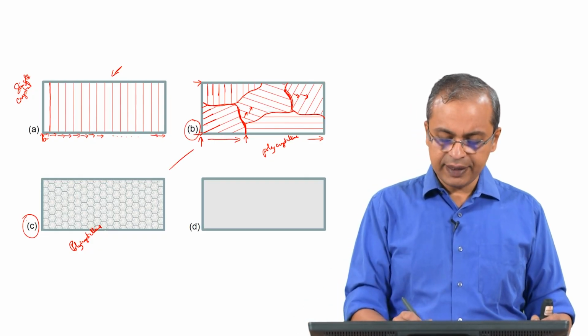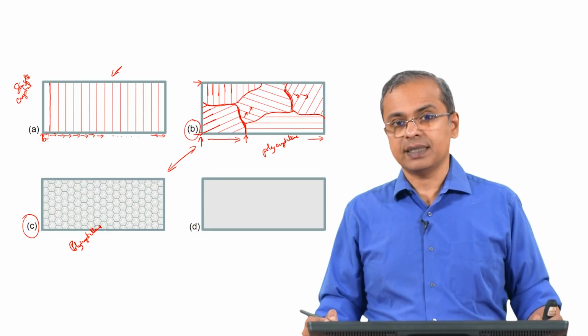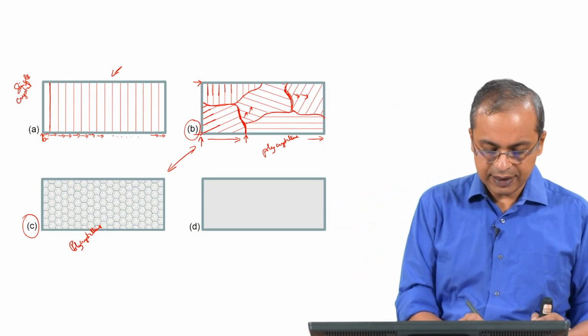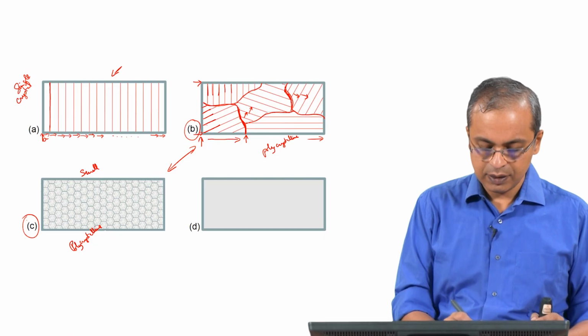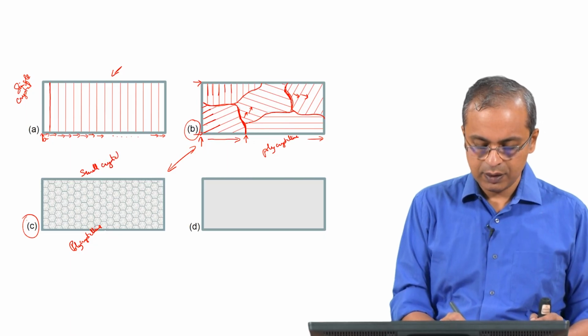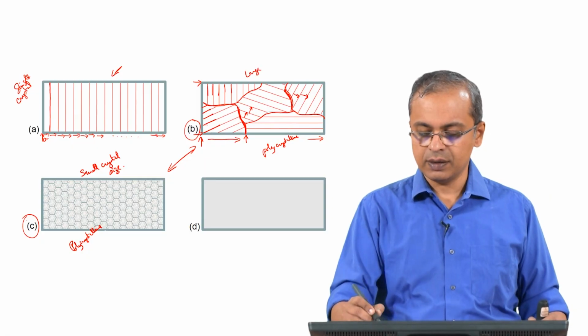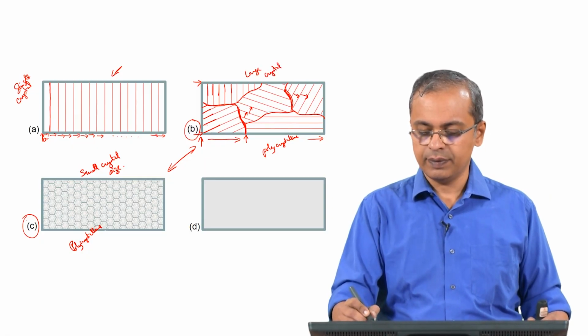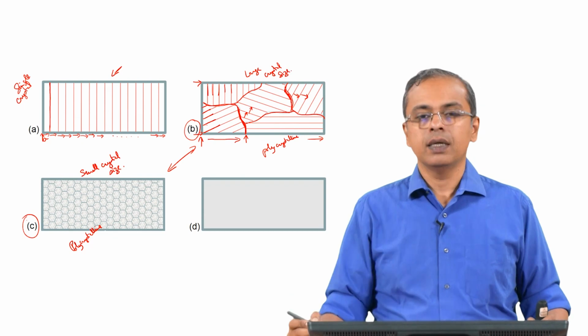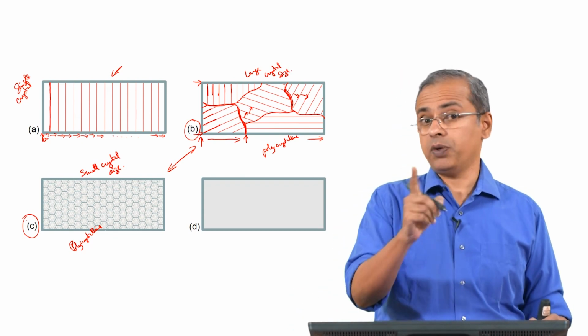So, what is the difference between these two? The main difference is the crystal size. Okay. So, this is a small crystal size, and this is large crystal size. That is the difference between these two samples, both are polycrystalline.